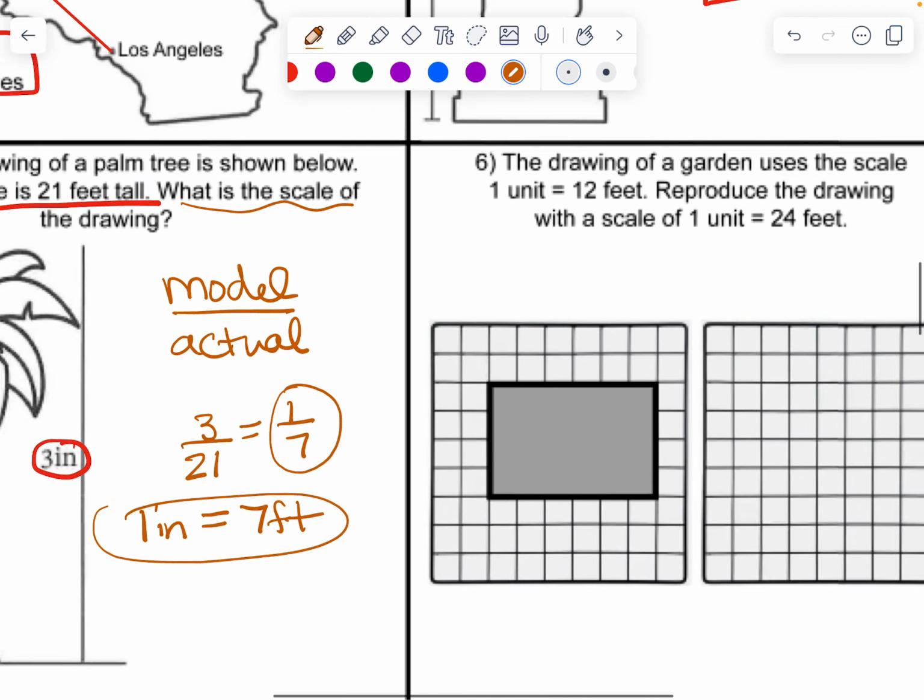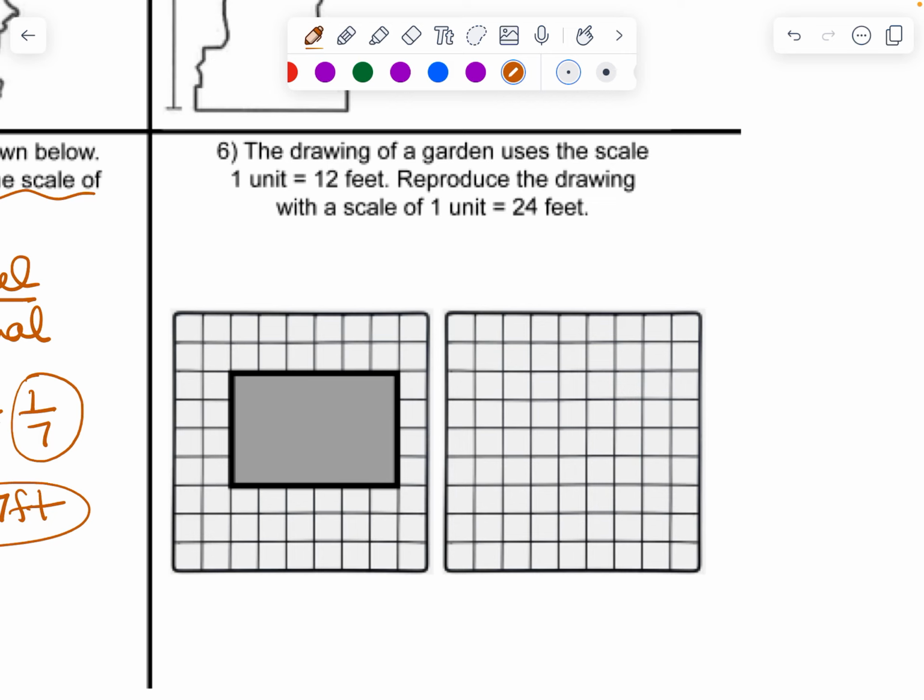And lastly, we have a scale drawing here shown where one unit is 12 feet. So from here to here is 12, another 12, another 12, another 12, another 12, another 12. So that's gonna be 6 times 12. So in real life, it's 72 feet across, and it's 4 this way. So 4 times 12 is 48. So in real life, this garden is 48 feet by 72 feet.